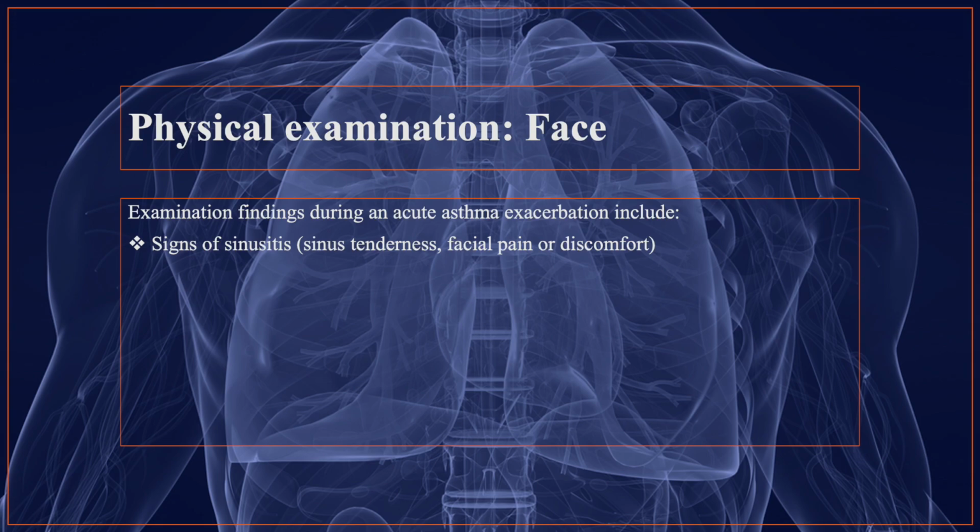During physical examination of the face, findings associated with an acute asthma exacerbation include signs of sinusitis, such as sinus tenderness, facial pain, or discomfort. During physical examination of the skin, findings associated with an acute asthma exacerbation include atopic dermatitis.